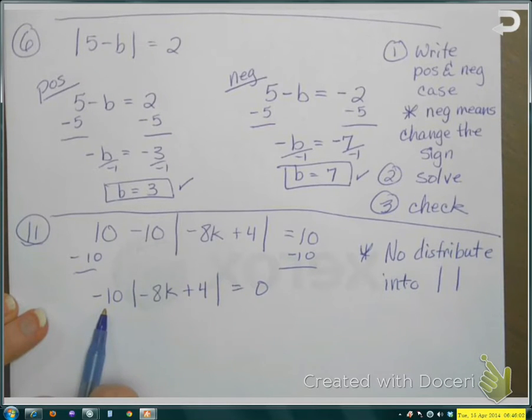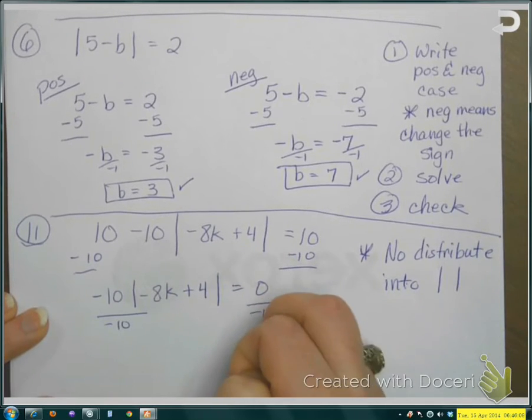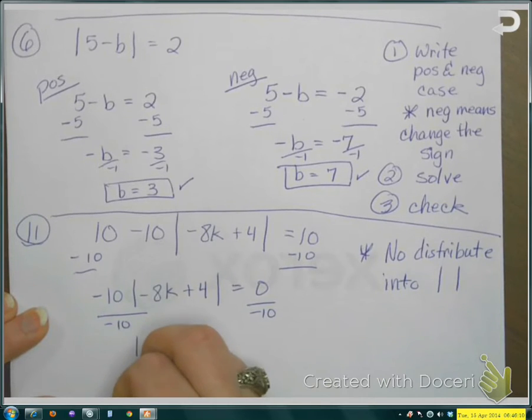All right, still need to get rid of this negative 10 right here. Cannot distribute. It's multiplying. Opposite of multiply is divide. So divide both sides by negative 10. So now I have my absolute value.